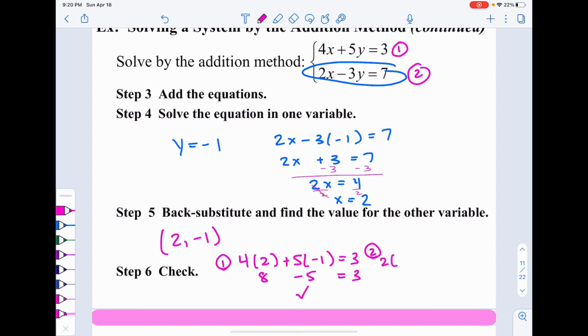Second equation, we have a 2 times an x value of 2 minus a 3 times a y value of negative 1. That has to equal 7. So 4 minus a negative would be a plus 3. Is that equal to 7? Yes, it is. That means 2, negative 1 is our correct solution for this problem.